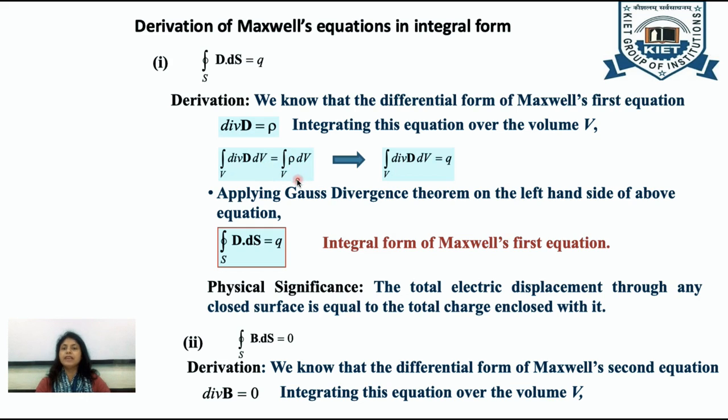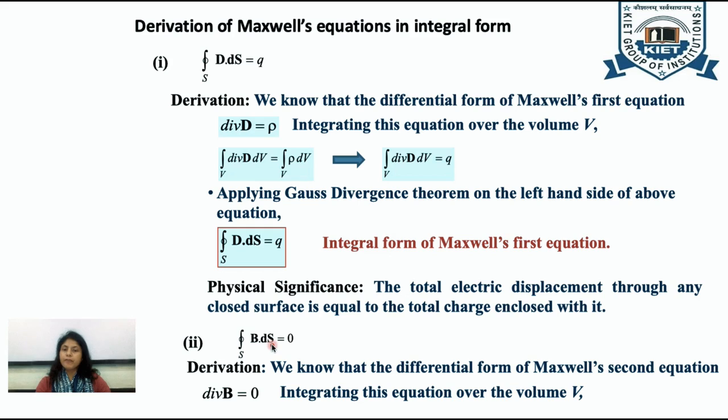From the previous article, we know that volume integration of rho dV is equal to Q. Then volume integration of divergence D into dV is equal to Q. Applying Gauss divergence theorem on the LHS of this equation, we have surface integration of D dot ds is equal to Q. This is the integral form of Maxwell's first equation, which says that the total electric displacement, surface integration of D dot ds, means total electric displacement through any closed surface is equal to the total charge enclosed within it.